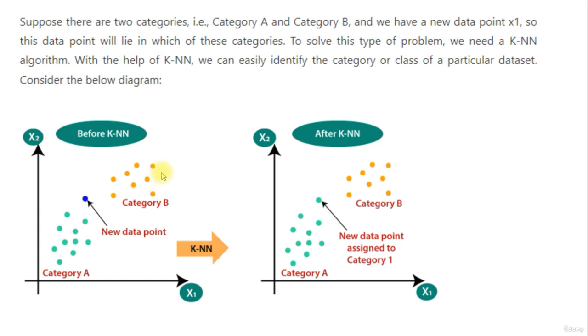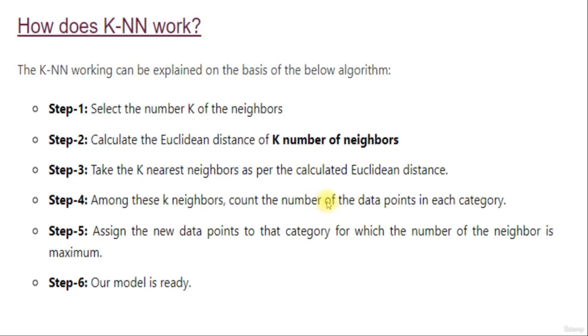Now this is before KNN. So now you have a new data point in dark blue color, and you want to classify it into category A or category B. Once you apply KNN on this data set and on the new data point, it will be marked as light blue color, and finally we can classify this new data point into category A. So again, we have solved this classification problem with the help of the KNN algorithm. So let us understand how does KNN actually work. The KNN working can be explained on the basis of the following algorithm. So these are some of the steps of the KNN algorithm.